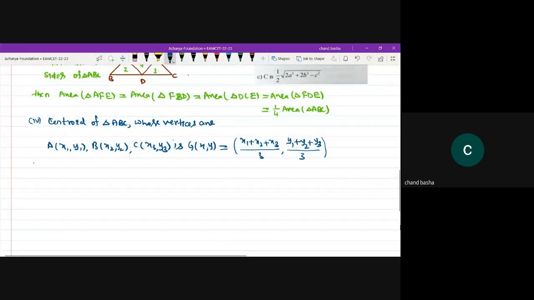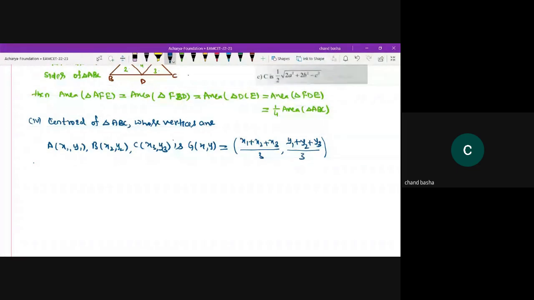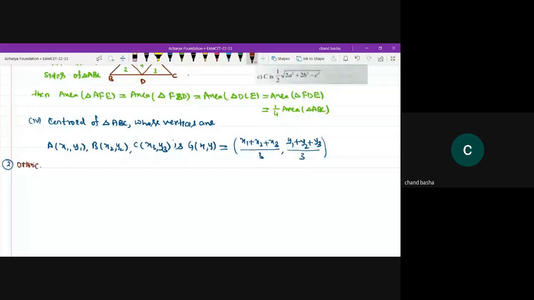Next, point number 2. Second point. Second center. What is that? It is the orthocenter. As you said, it is the point of concurrency of altitudes. There is a lot of confusion always.